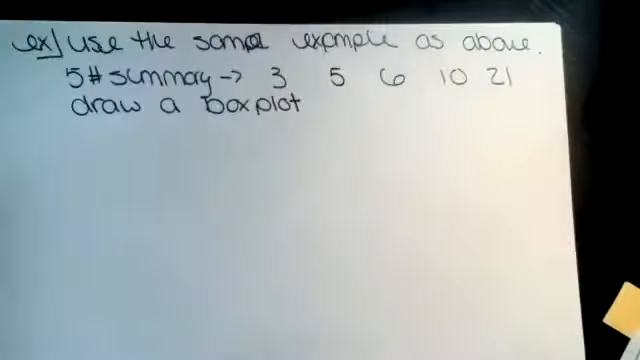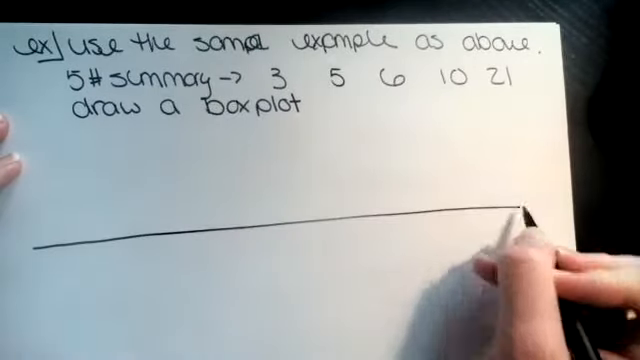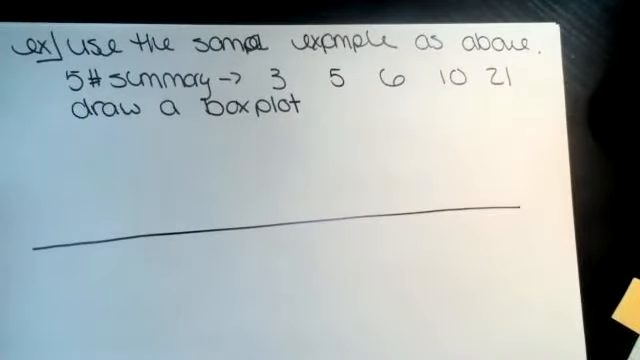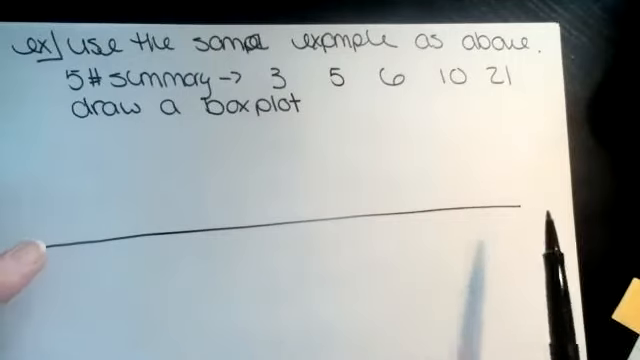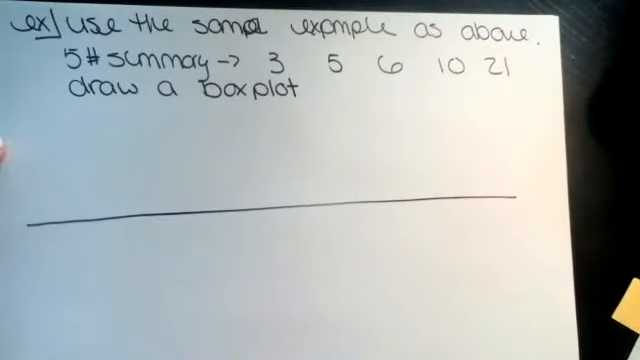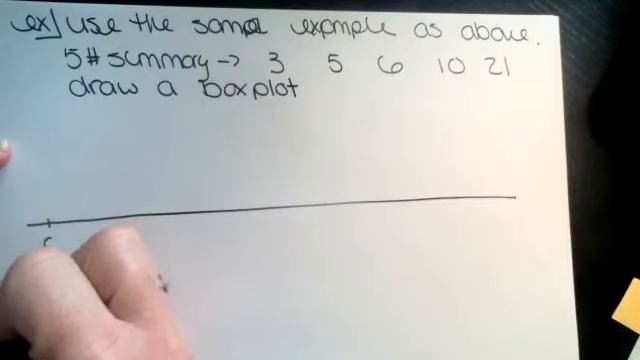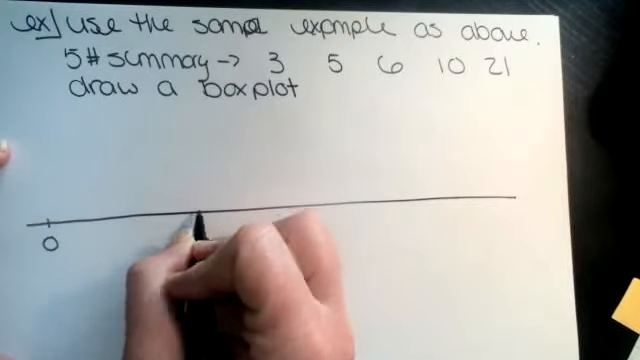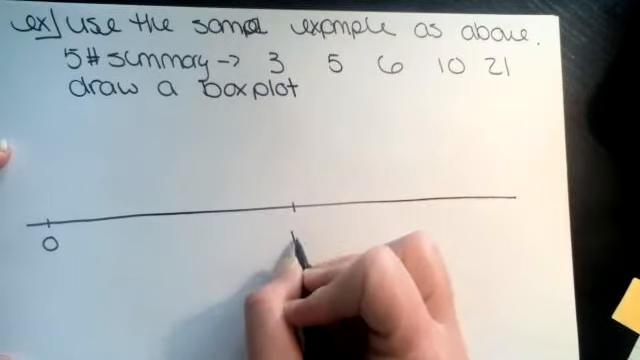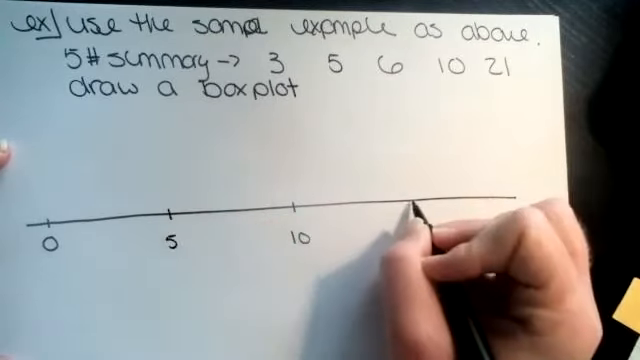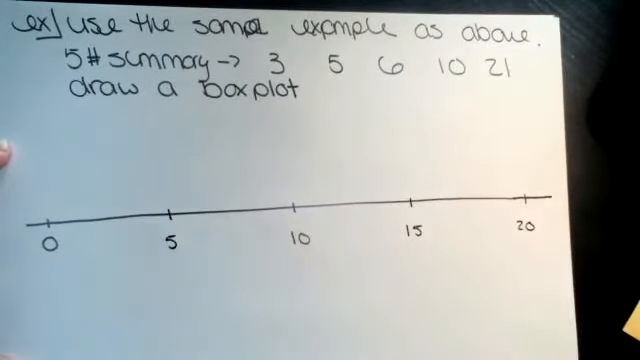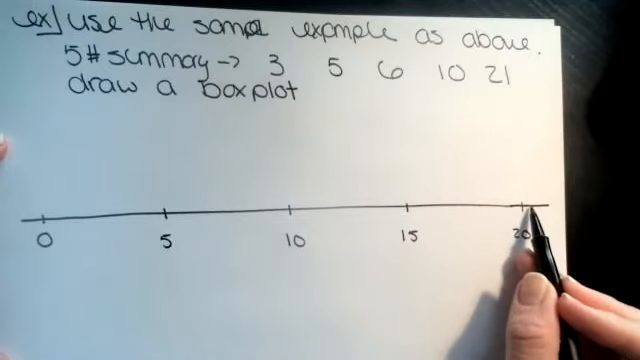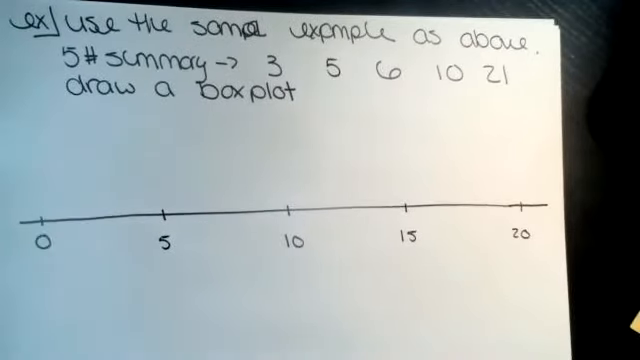So like I mentioned before, I have some sort of a number scale to base everything off of. My minimum number is 3 and the max is 21, so I need the scale to at least go 3 to 21. I'm actually just going to start at 0 here, and I'll probably just count by 5s. Try to make it consistent like that. So 21 is right here, right beyond, and I need to have 3, so right there. You could pick whatever scale you want. I'm not picky about a scale.